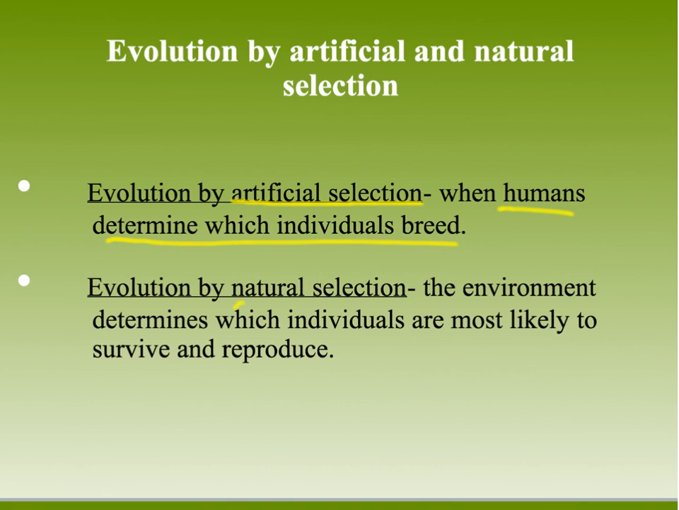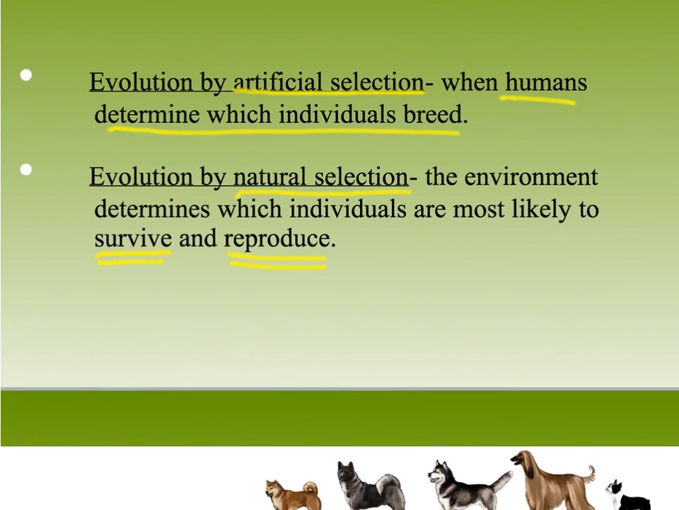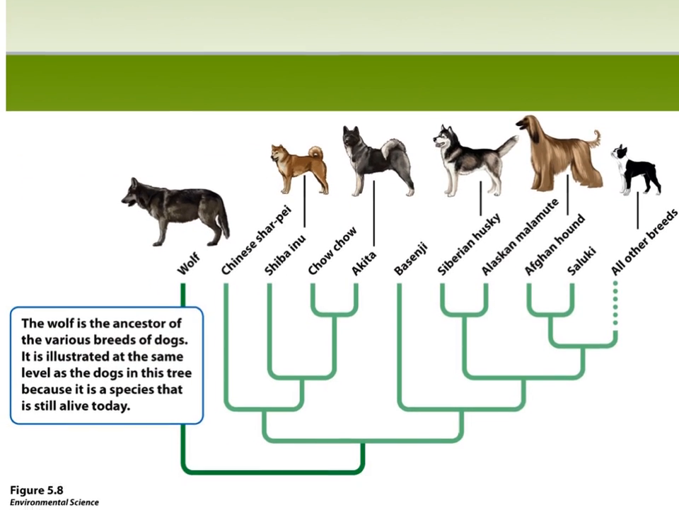Evolution by natural selection is when nature selects the traits. The environment determines which individuals are most likely to survive and then reproduce. The traits that are favored in that particular ecosystem are the ones that help those organisms, plant or animal, survive, and they pass those traits on. That's evolution by natural selection.